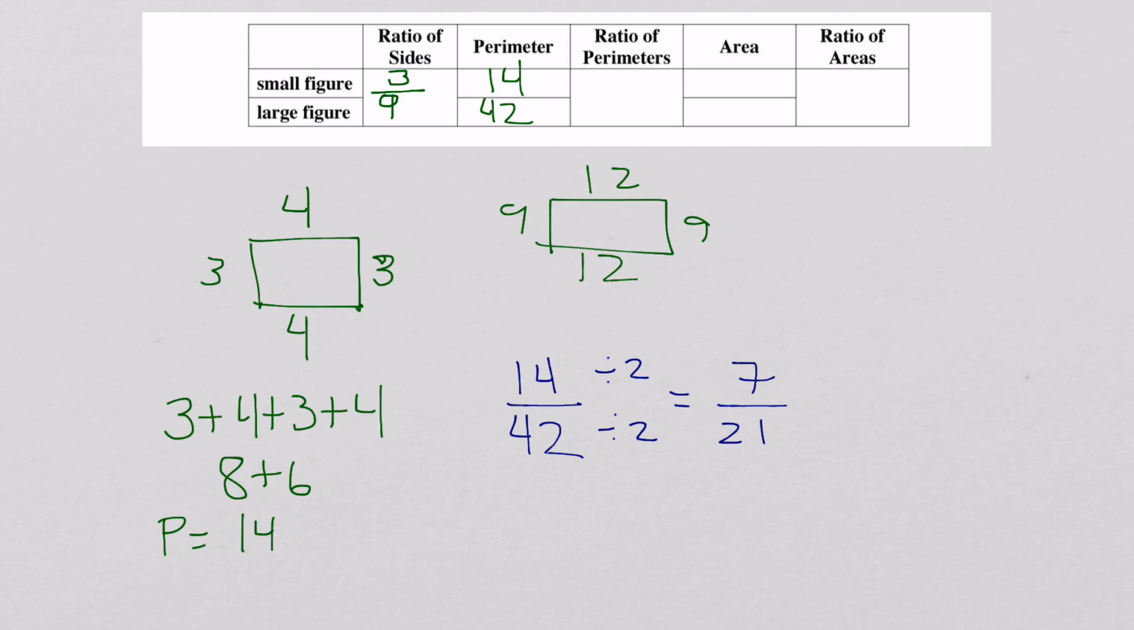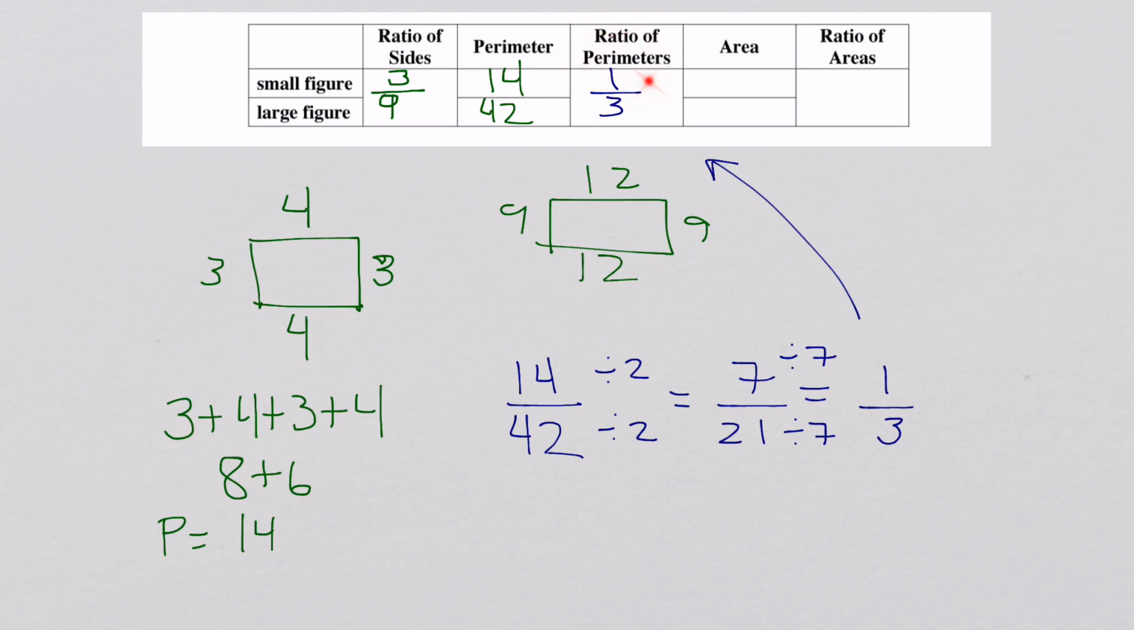Now, we can also continue further and divide by 7, because 7 is a common term. So 7 divided by each number is going to give us 1/3. So our ratio of perimeters is going to be 1/3. Okay?